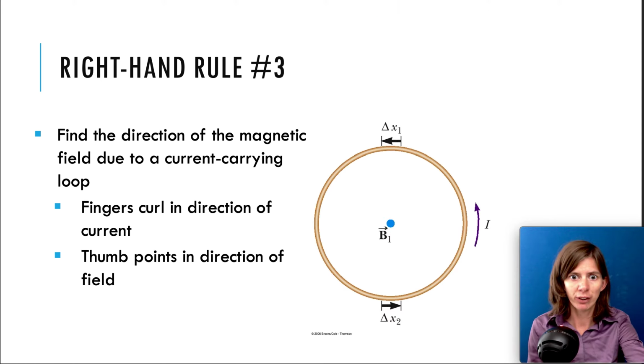I do have the second step here. I just knew that it would erase all of my drawings. So fingers curl in the direction of the current, and the thumb points in the direction of the field. Let's go ahead and do one example using right-hand rule number 3.